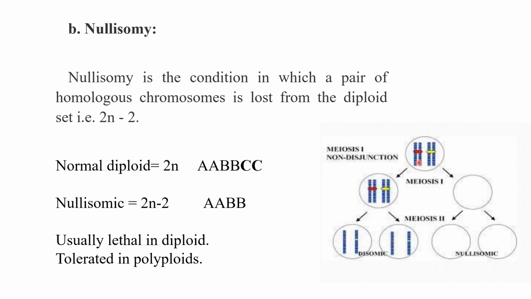This is nullisomy. The chromosomes move to one gamete only, and the other gamete is empty, having no chromosome. Both the chromosomes move towards this. This is the meiosis 1 non-disjunction. Here one gamete takes two pairs of chromosomes, and the other gamete has no chromosomes. This is called nullisomy. The whole pair of chromosomes is missing.